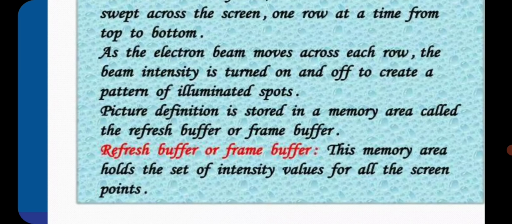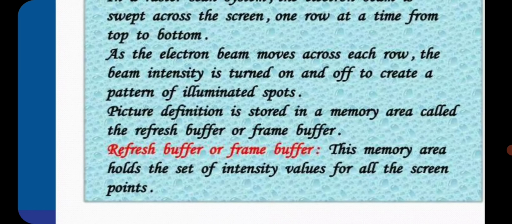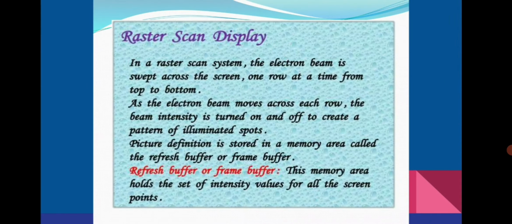So the definition is: the refresh buffer or frame buffer is a memory area that holds the set of intensity values for all the screen points. That means whichever point has to be illuminated, whichever point has to be switched on, has some intensity value, and that value is stored in an area called the refresh frame buffer.